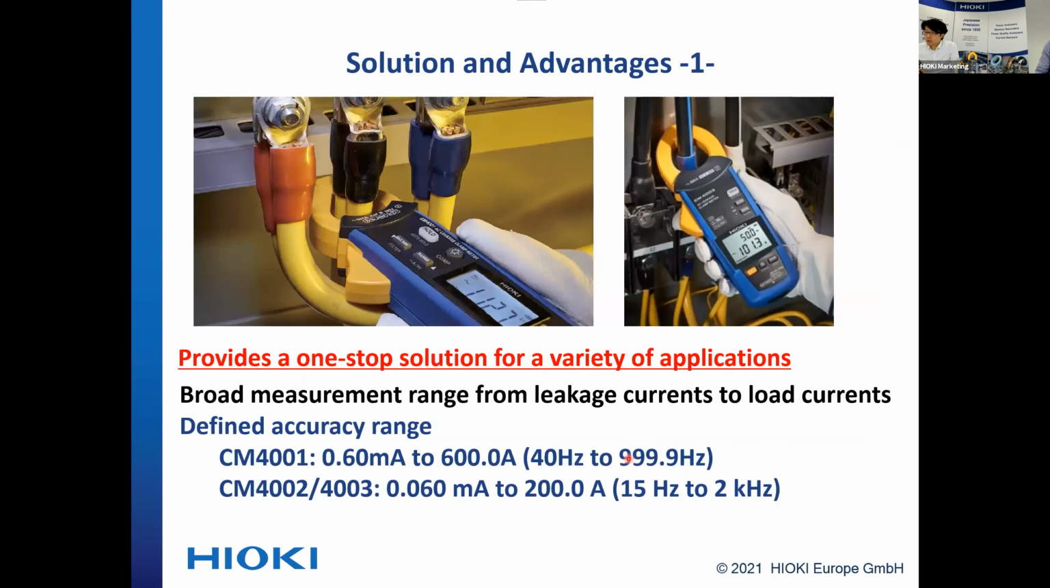From now, I introduce our advantages. These instruments not only measure leakage current, but also measure large load current for the inspection. The CM4001 can measure from 0.6 milliamps to 600 amps with small size. And CM4002 is specified from 0.06 milliamps. So we recommend it for customers who need high reliability instruments.